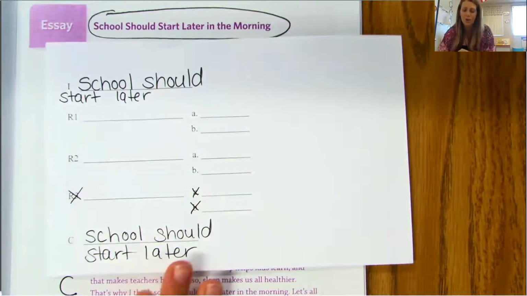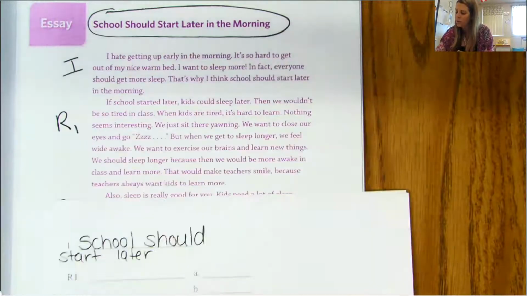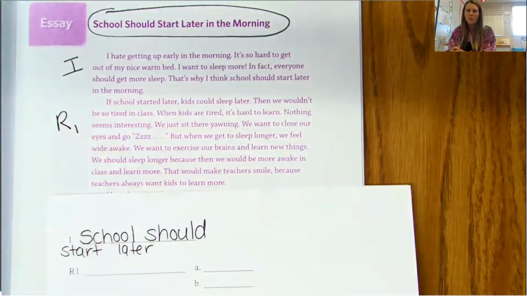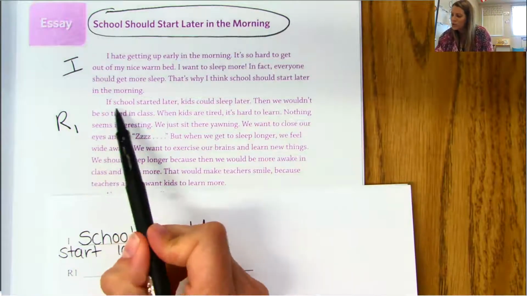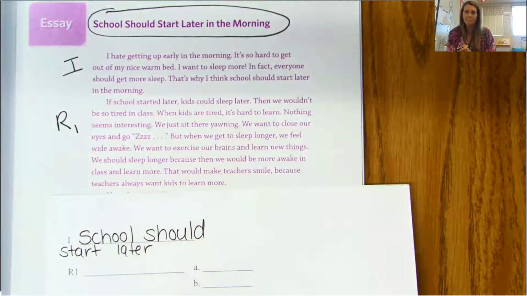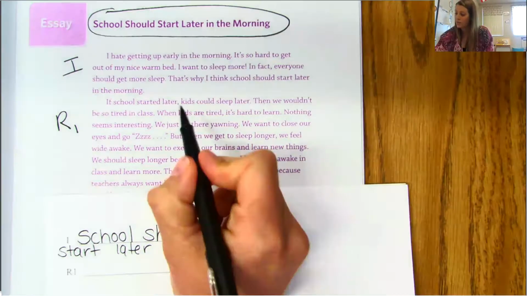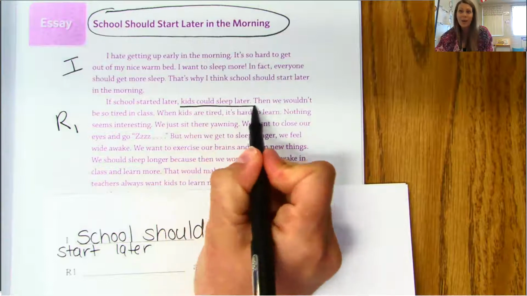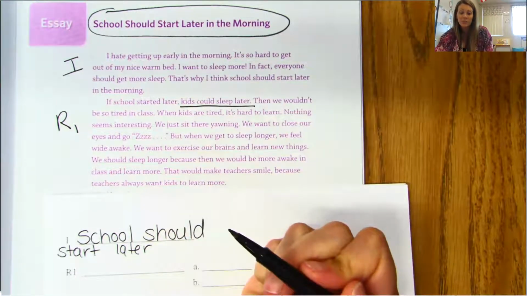So if we look at paragraph number 1 at R1, what do you think their main reason is? Why do they feel and believe that school should start later in the morning? What's their main reason? Okay, well, let's read that first sentence again. If school started later, kids could sleep later. So if it starts later, why do they want it to start later? What's their reason? Because they think what? They think kids could sleep later.